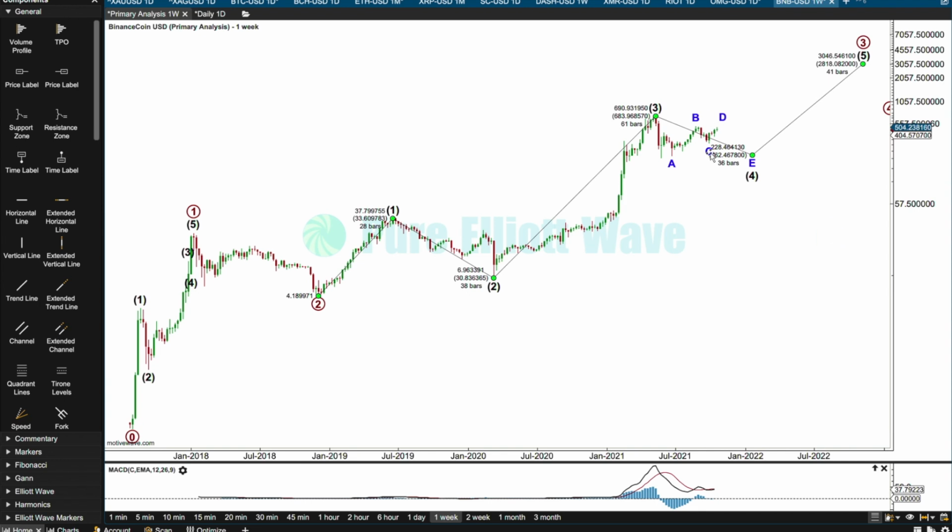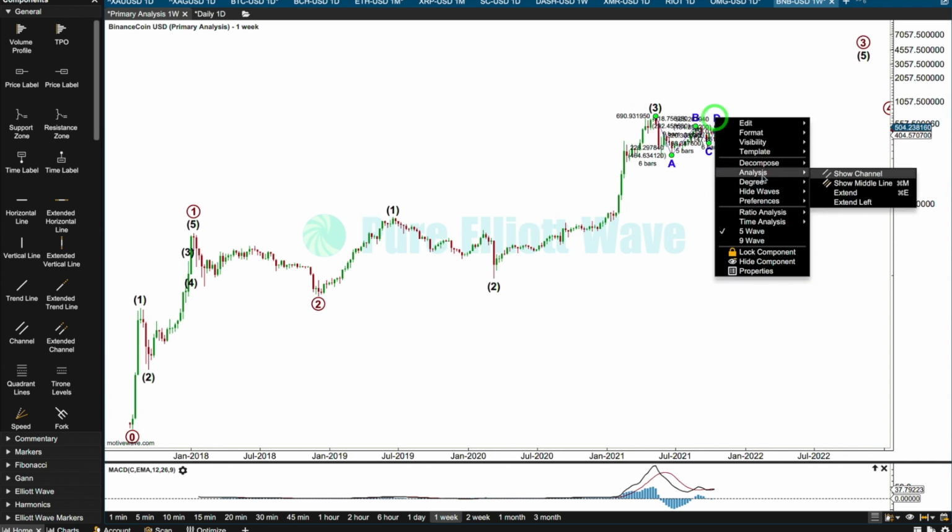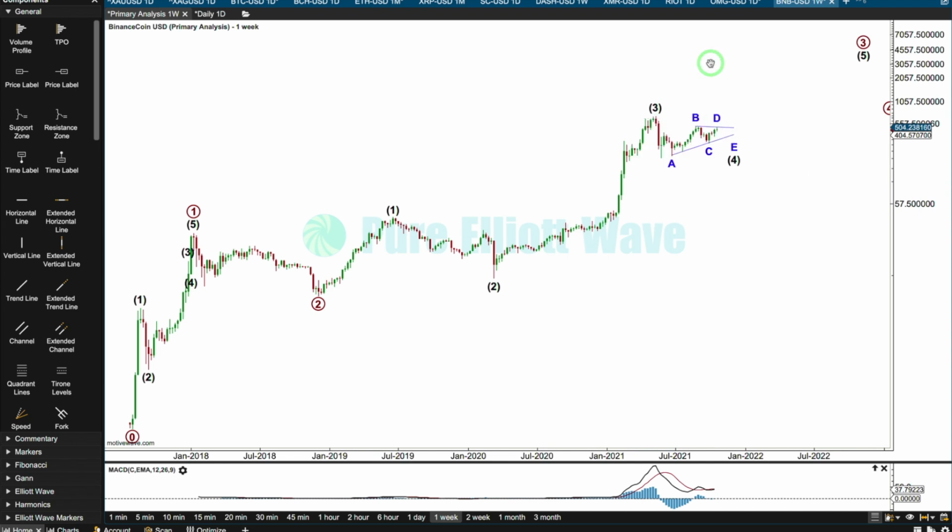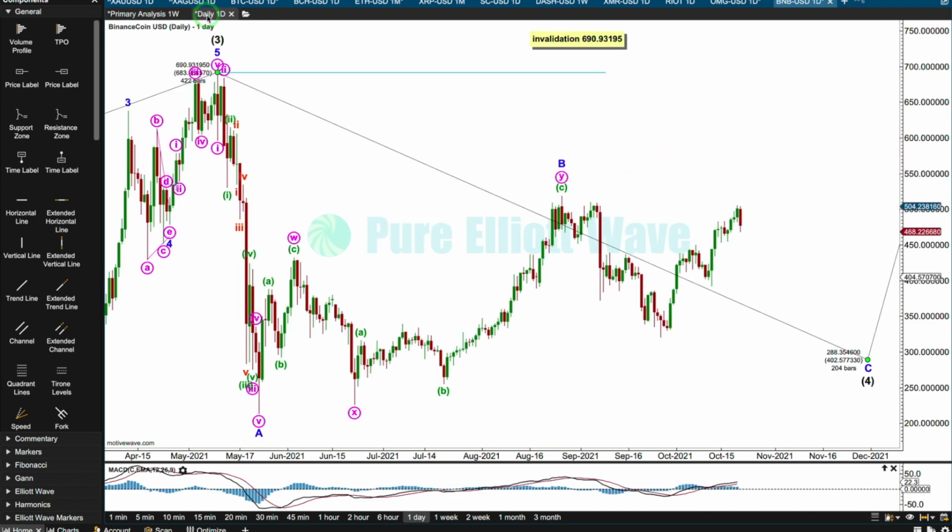Let's label it as a triangle. Could it possibly be a barrier triangle? The BD trend line looks essentially flat. Oh, that's nice. There's a nice test of the lower AC trend line. Let's go and check that out at the daily chart level. Okay.